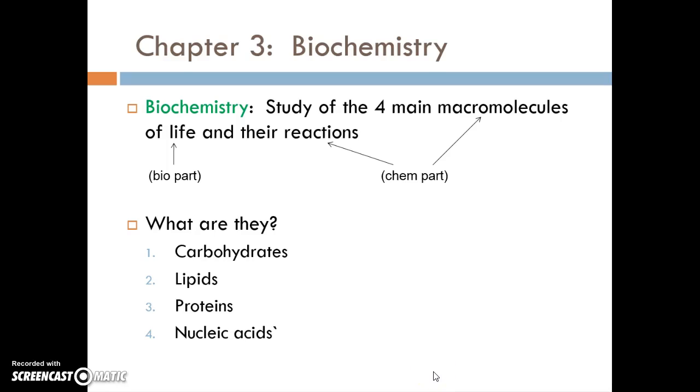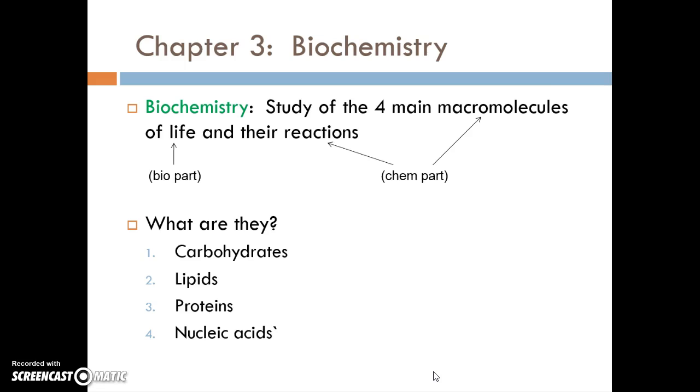So this unit is going to be on biochemistry. Bio means the study of life. Chemistry is the reactions that we're really going to concentrate on, the reactions that occur in your body. And they really consist of 4 main reactions that we're going to just touch on in this unit, but we're going to elaborate on later.